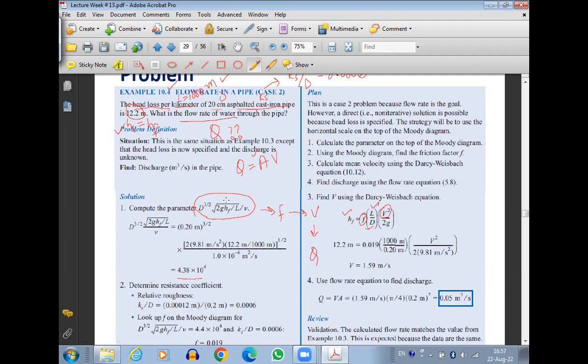Okay. So we are using this term. This term will be 4.38 times 10 to the power 4. So we're going to go back into the diagram, 4.38 times 10 to the power 4.